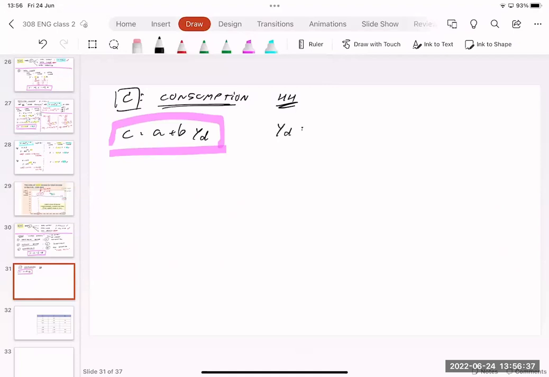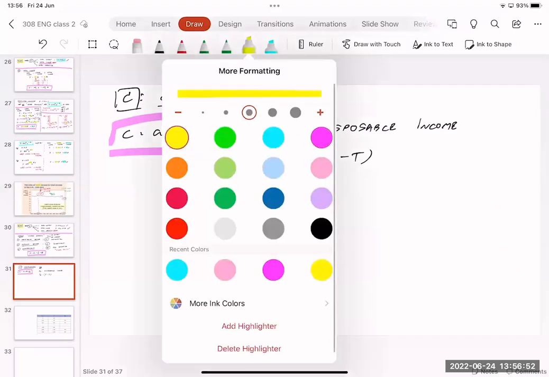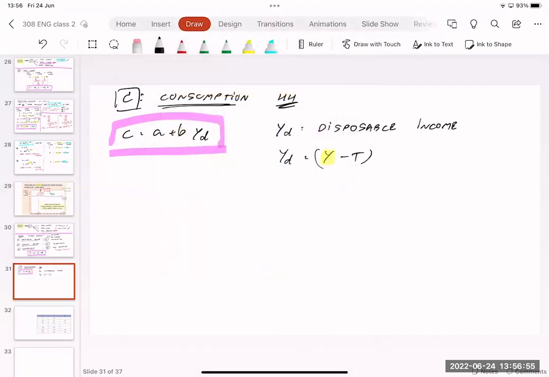YD is disposable income, which means your income after paying tax. Be careful about whatever Y. As I told you before, Y has many meanings. In this case, Y means income. You're working for the whole month, you get your salary, you pay tax, and the money that you earn after paying tax is the money that you can spend. So disposable income is the amount of money that you actually spend after paying tax.